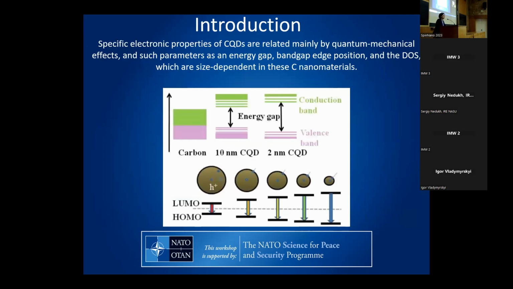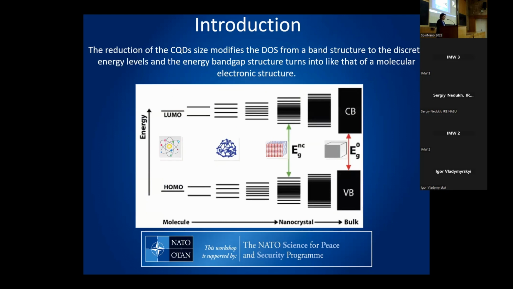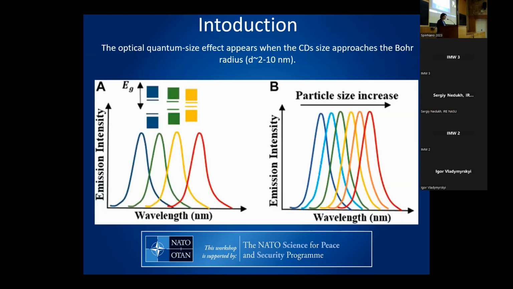Specific electronic properties of carbon quantum dots are mainly related to quantum mechanical effects, and as a result, such parameters as the energy gap, band edge position, and the density of states become size dependent in those materials. The reduction of carbon quantum dot size leads to modification of the density of states from the usual band structure to discrete energy levels, and in the end we end up with the LUMO and HOMO levels, so we will have a molecular electronic structure.